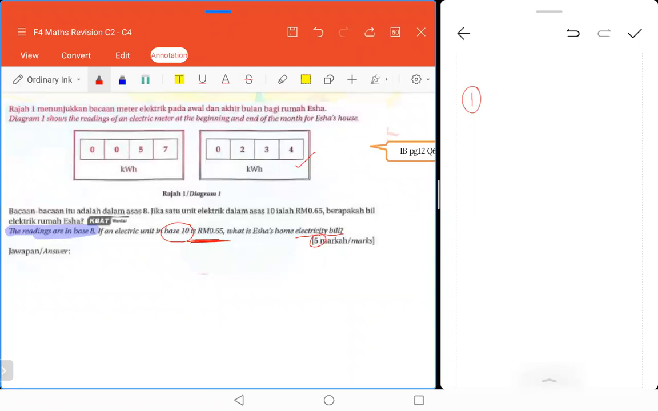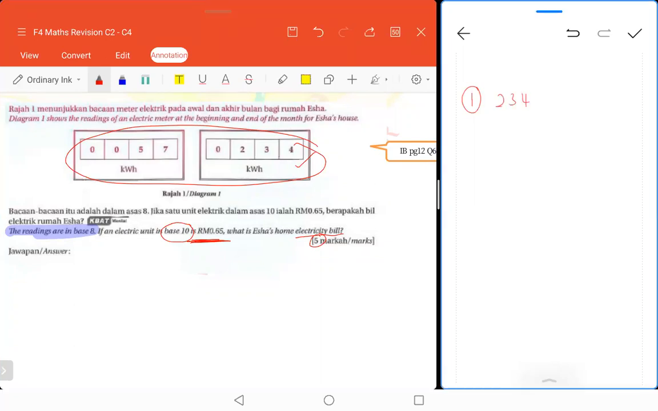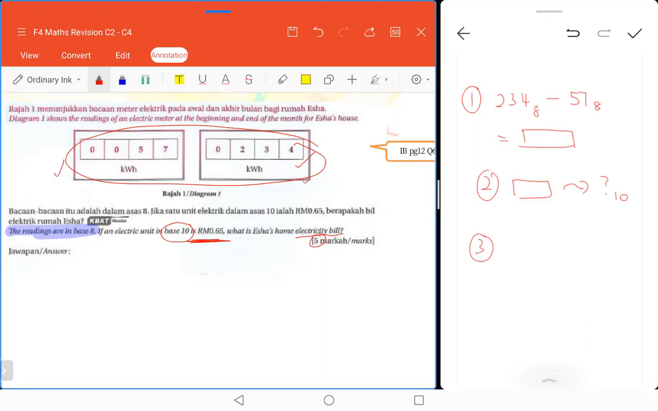Oh, you have to minus first. To get the reading, you have to minus first. After you minus in base 8, only then change to base 10. You know what I mean? So 3, 4 in base 8 minus 5, 7 in base 8. The answer here, then only you change to base 10. That one is the last month one, right? 57. Yeah, so it's last month, this one is this month. So you have to find the difference.